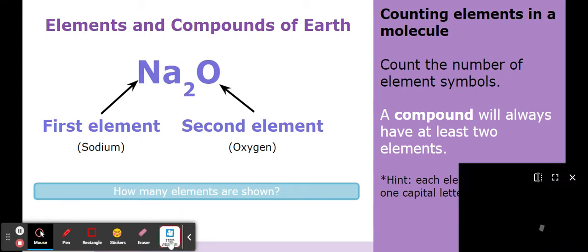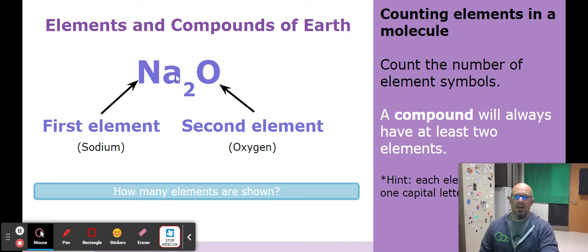And so in this case, we have Na. The N is capital, the A is lowercase. So for what we're doing right now, we're not that worried about the A. And over here, the O is capital. So we know we have two elements here.